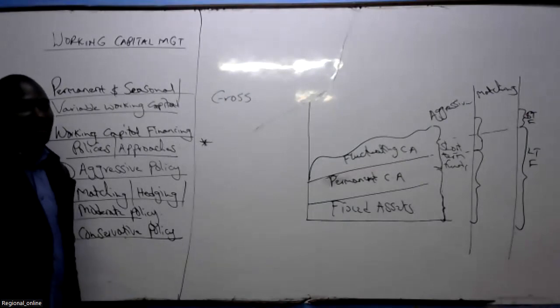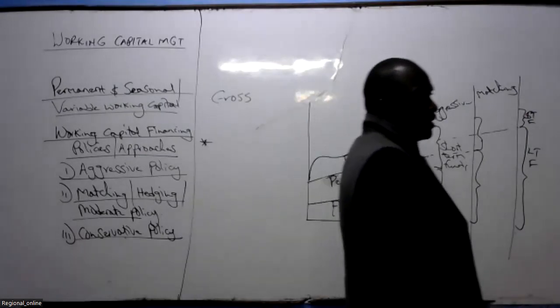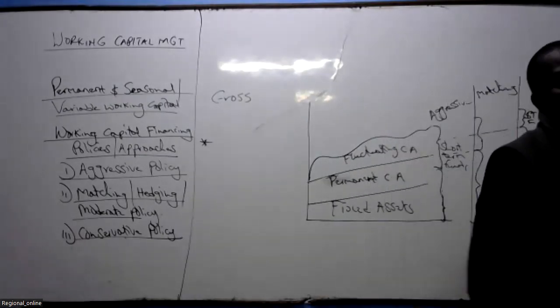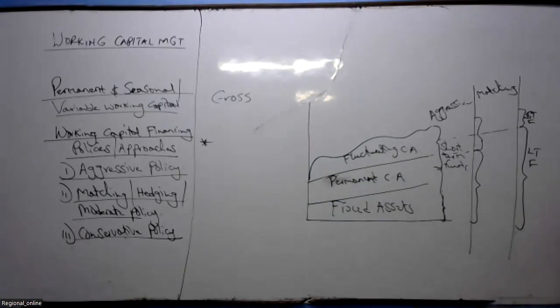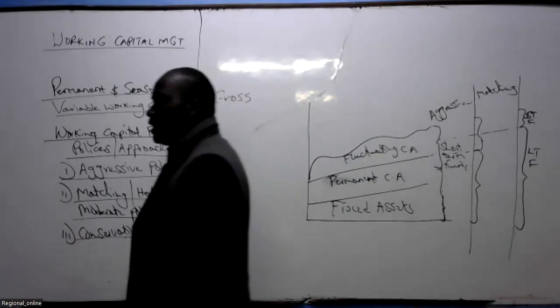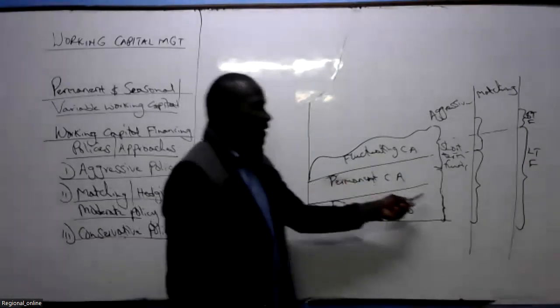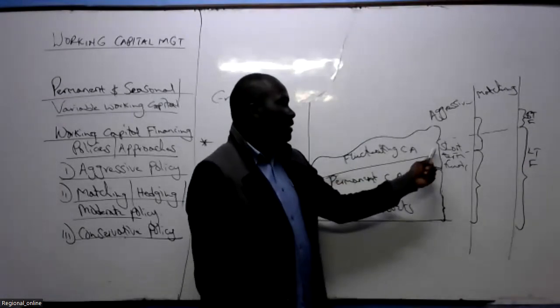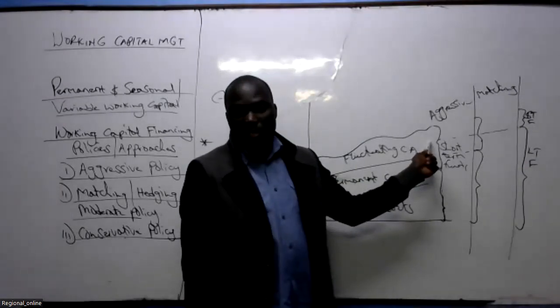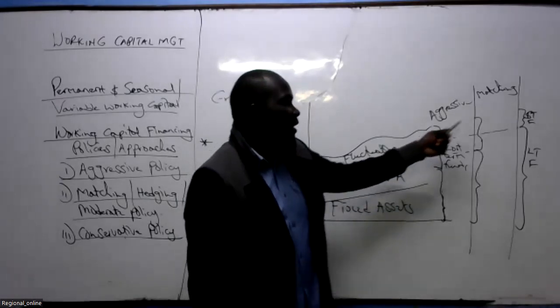When short-term funds will finance the remaining part of fluctuating current assets. So long-term funds finance the long-term assets and then go further until they reach the seasonal or the fluctuating current assets. Then the short-term funds will finance the remaining part.